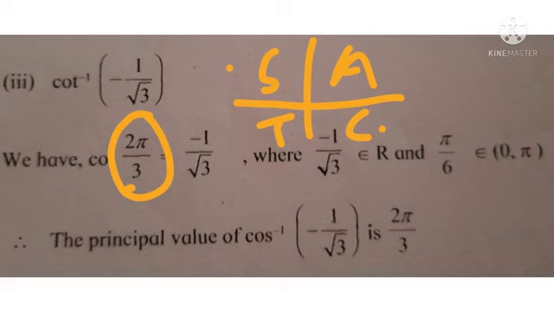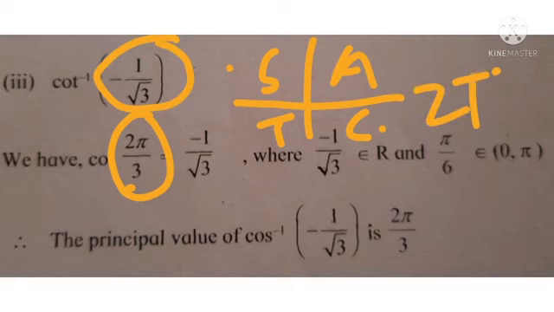You know from the table, tan 30 is 1 upon root 3, so cot 60 is 1 upon root 3. Okay, which value of cot is 1 upon root 3? Cot 60 is 1 upon root 3. So we write here 2 pi minus theta, 2 pi minus pi by 3, which means we get pi by 3.